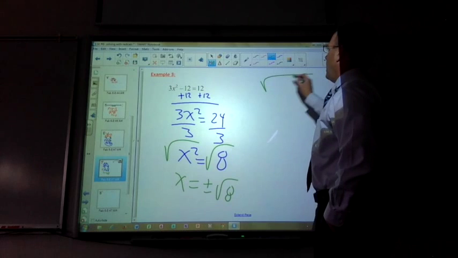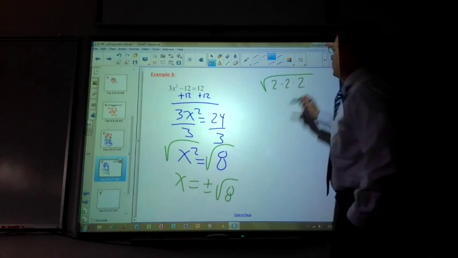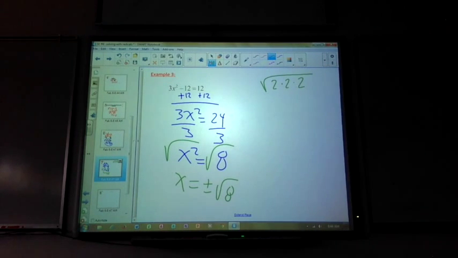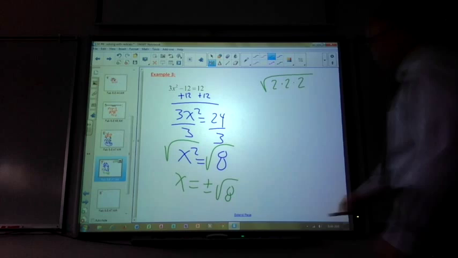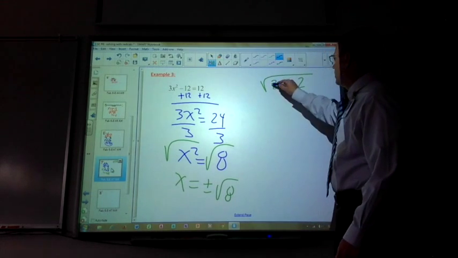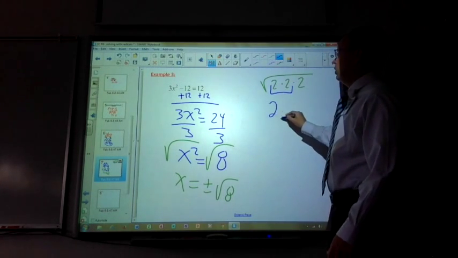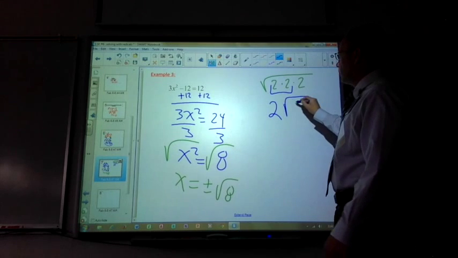The square root of 8 is the same thing as 2 times 2 times 2. Still with me in this story and adventure? Yes. Okay, 2 times 2 is? 4. Times another 2 is? 8. So you agree here? Yeah. So I'm looking for pairs for square root. 2 cubed. So this is going to be 2 root 2.